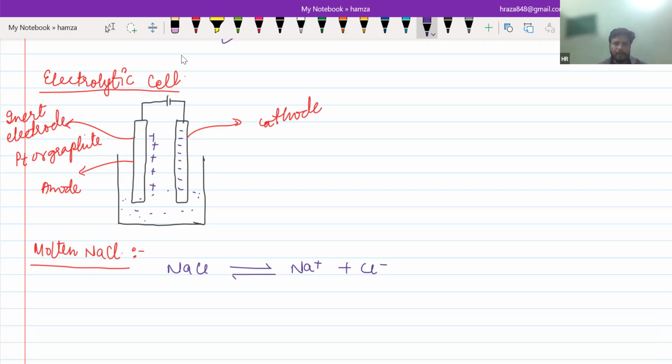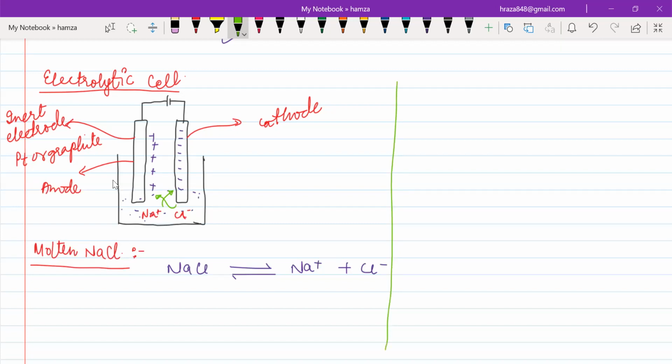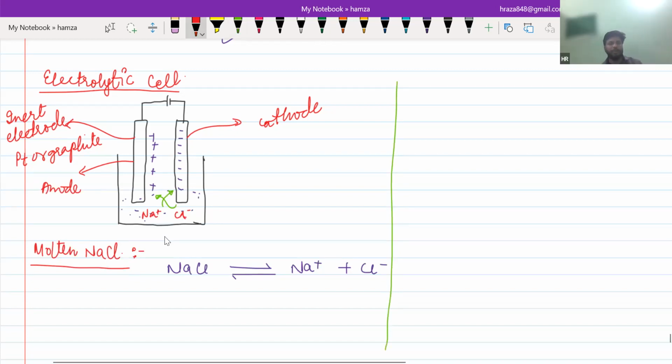Now you can see, if there are ions Na+ and Cl-, you know the nature: opposite charges attract each other. So Cl- will go to the positively charged electrode and Na+ will go to the negatively charged electrode. Yes or no? Yes, sir. Cl- ion will go to the positively charged electrode and Na+ will go to the negatively charged electrode.